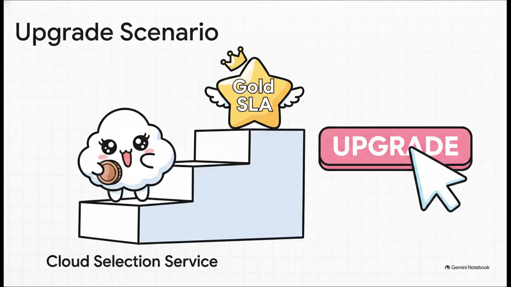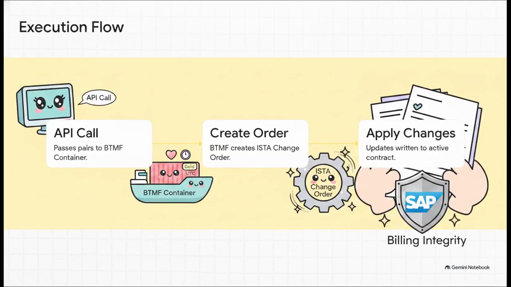Picture an IT department that already has a master agreement and an active provider contract for a cloud selection service, currently sitting on a standard pay-as-you-go tier. Right in the middle of the month, they realize they urgently need better support, so they request an upgrade to the Gold SLA, the service level agreement. All they do is click Upgrade on a web portal. And here is exactly how that lifecycle plays out behind the scenes.